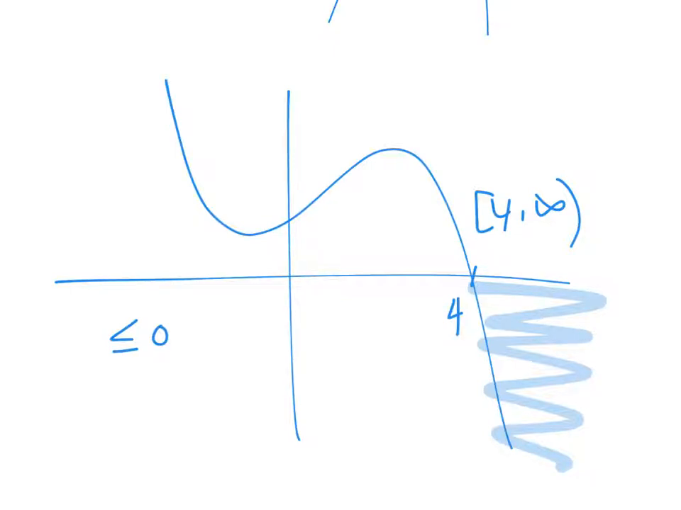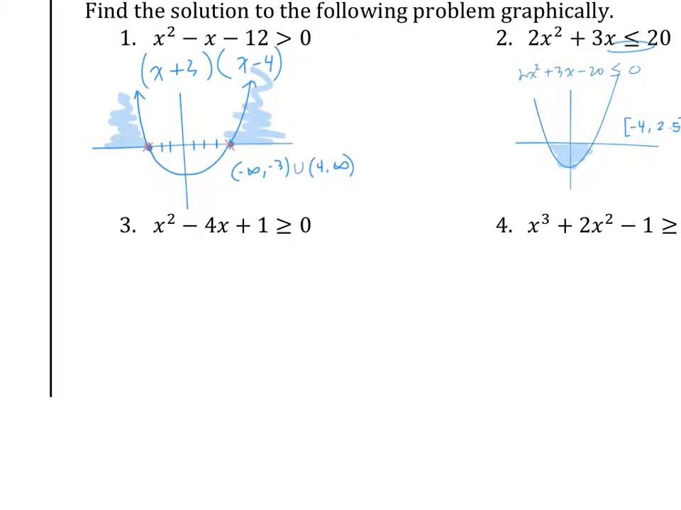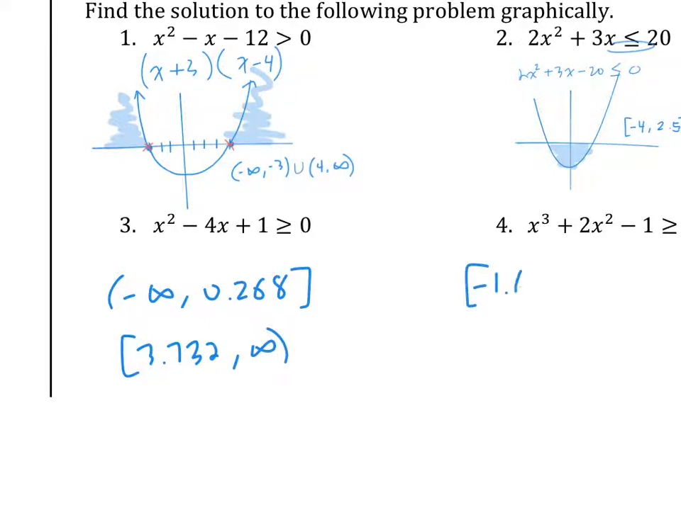You're not seeing this. Okay, let's go back to the notes and try some more. 3 and 4. Please work with your partner. These you do need to use your graphing calculator to find the roots. Number 3 is negative infinity to 0.268, and then 3.732 to infinity. And then number 4 is negative 1.618 to negative 1, and then 0.618 to infinity.